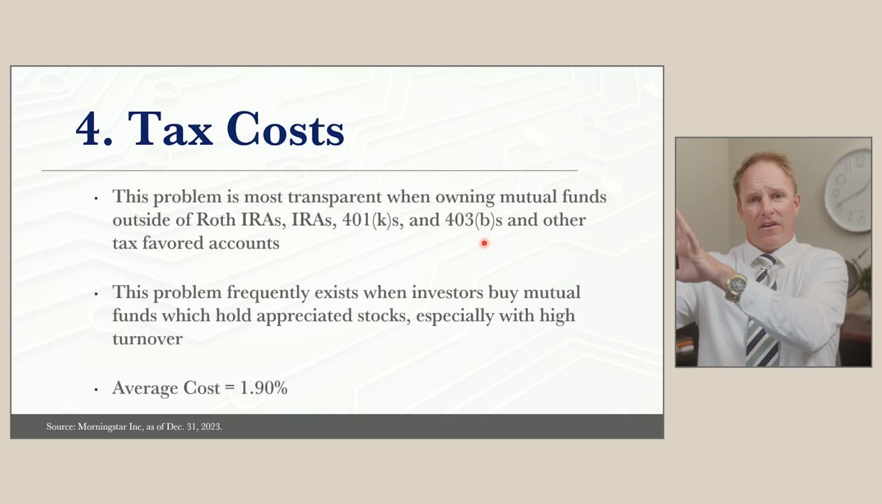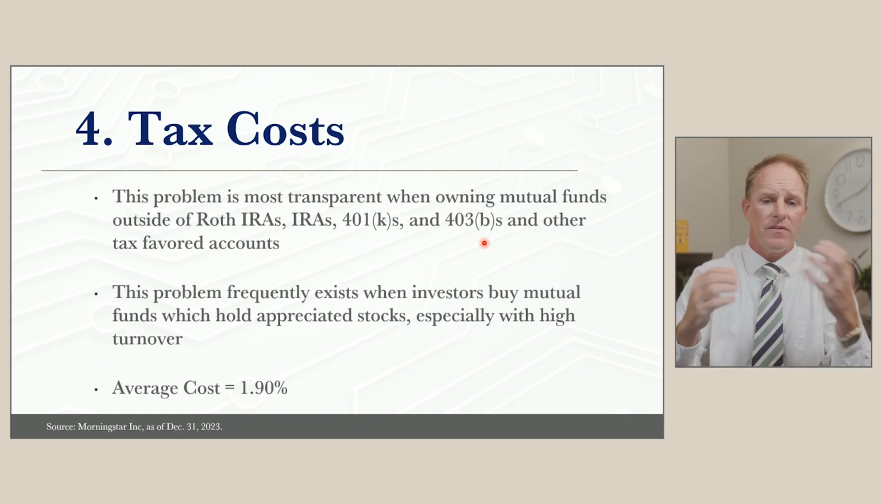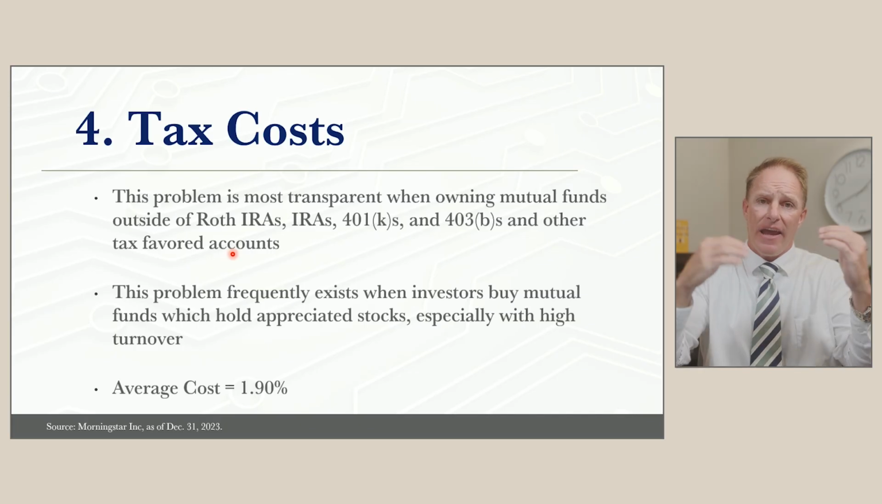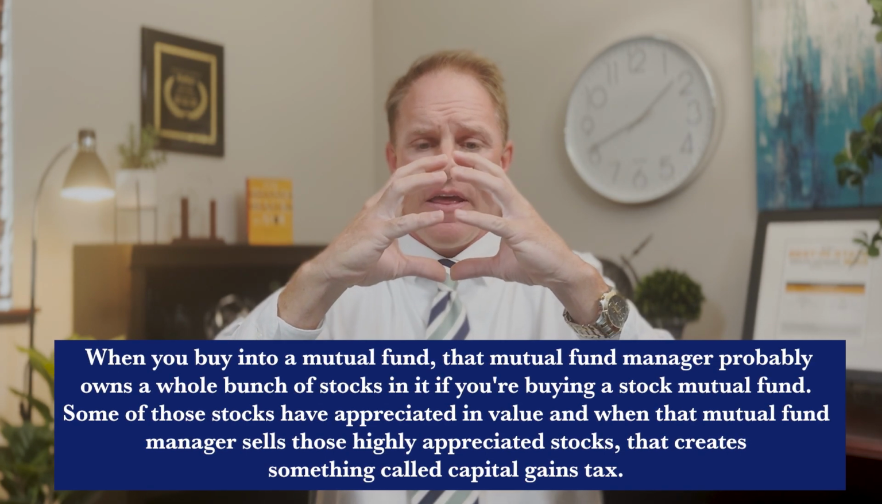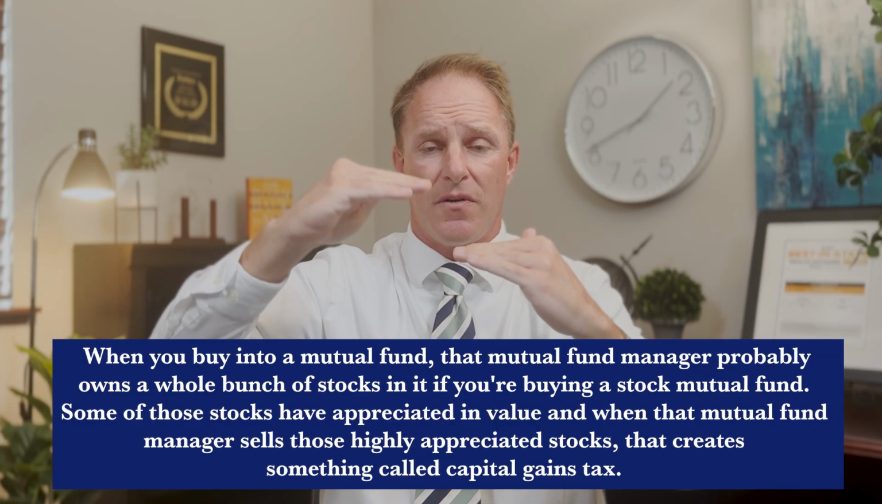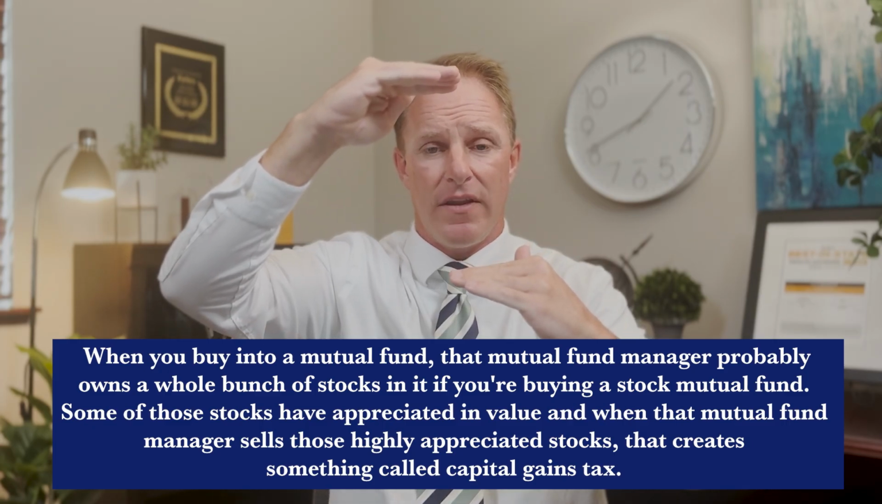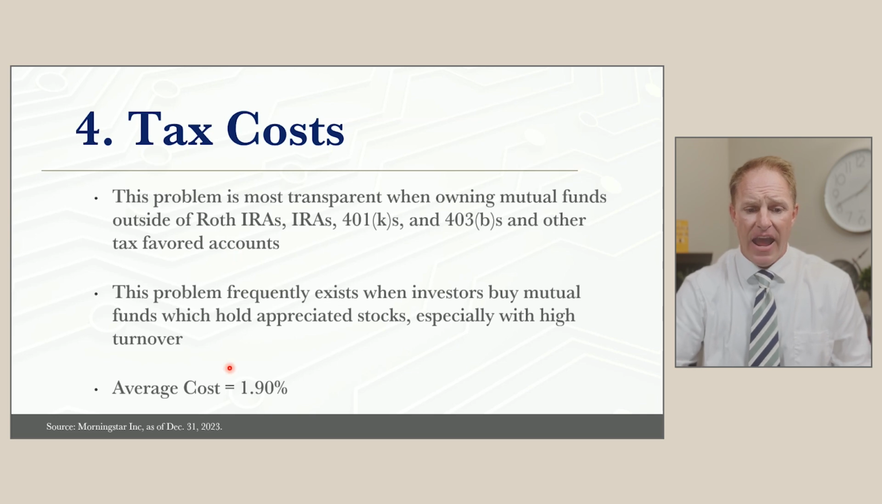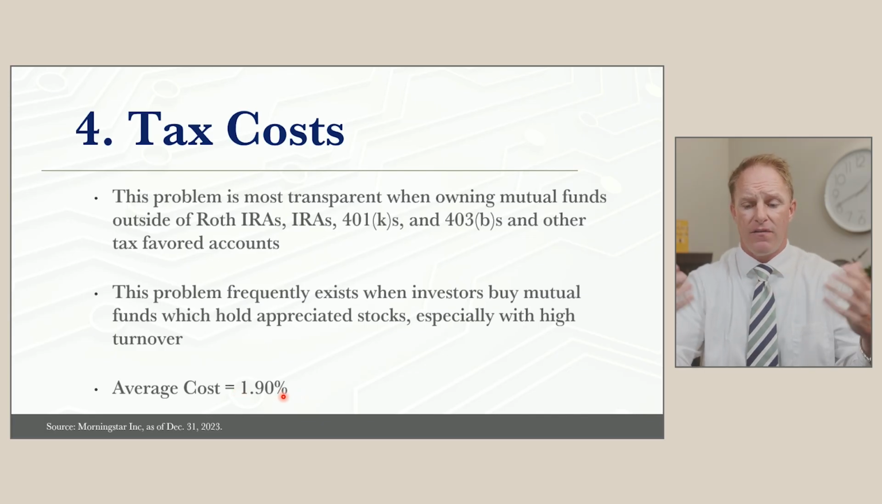Now, in addition to all the different costs that I've already explained, if you own a mutual fund outside of an IRA or a Roth IRA or a 401k or a 403b for that matter, you'll have tax costs associated with the mutual funds that you hold. The reason that happens is when you buy into a mutual fund, that mutual fund manager probably owns a whole bunch of stocks in it if you're buying a stock mutual fund, and some of those stocks have appreciated in value. And when that mutual fund manager sells those highly appreciated stocks, that creates something called capital gains tax, and that capital gains tax is shared by everybody that owns the mutual fund at that moment in time. And so the average tax cost, according to Morningstar, is about 1.9% per year for an upper income investor.